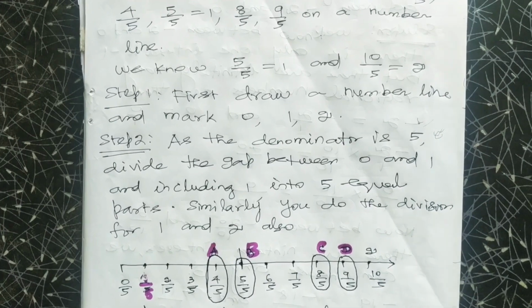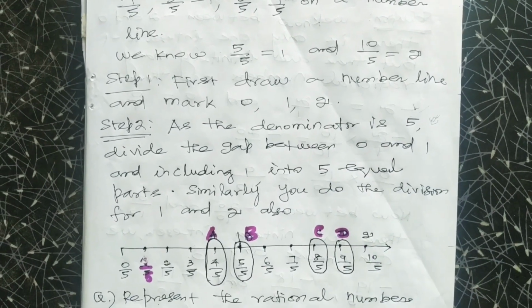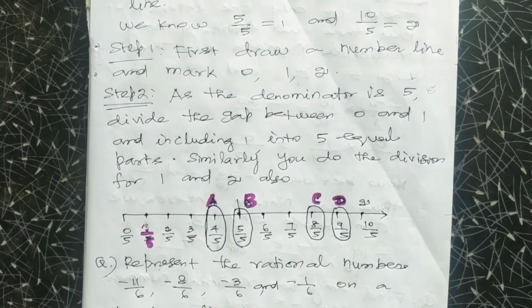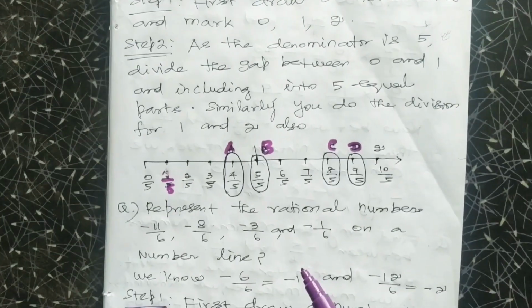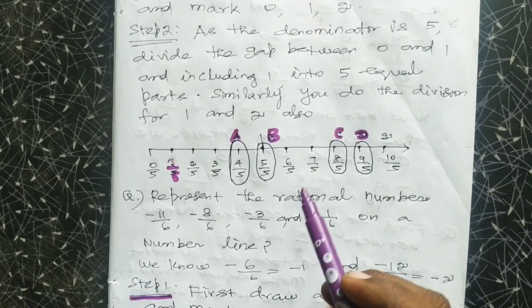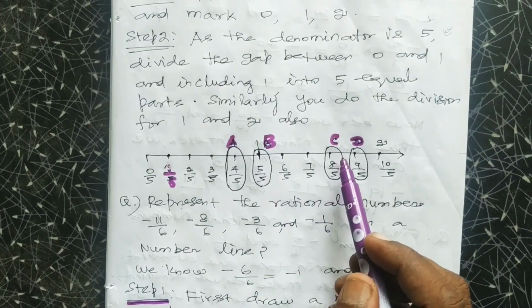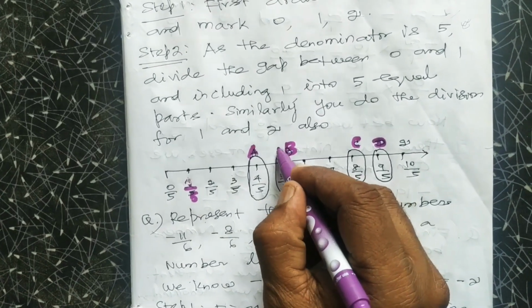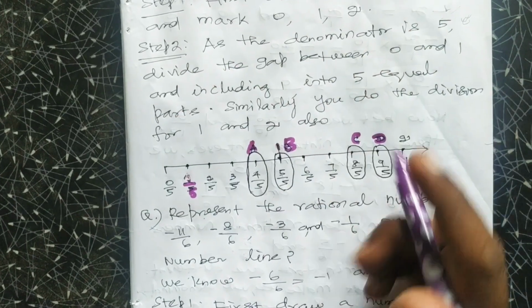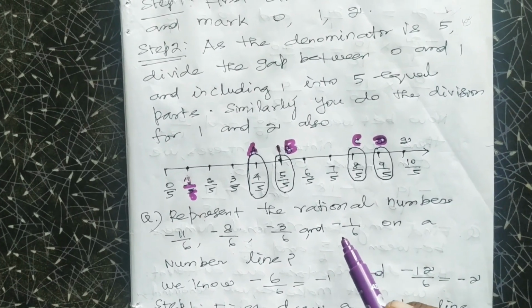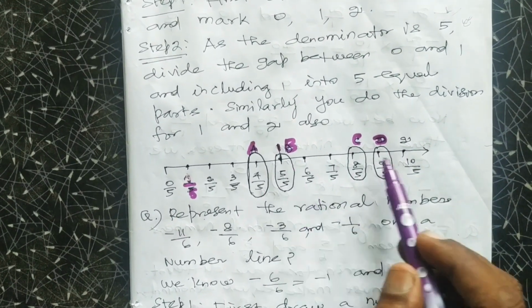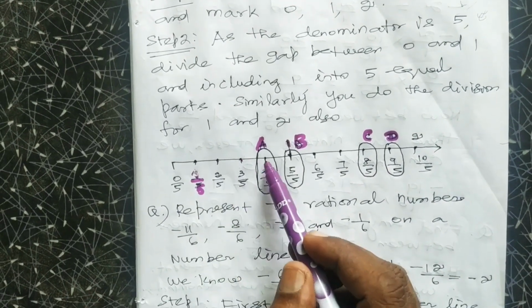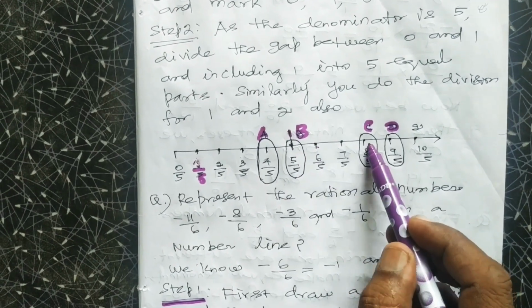Here it involves two steps. All are positive numbers. First draw a number line and mark 0, 1 and 2. As the denominator is 5, divide the gap from 0 to 1 into 5 equal parts. Similarly, divide the gap from 1 to 2 into 5 equal parts. You can count 1, 2, 3, 4, 5. Then 1, 2, 3, 4, 5.